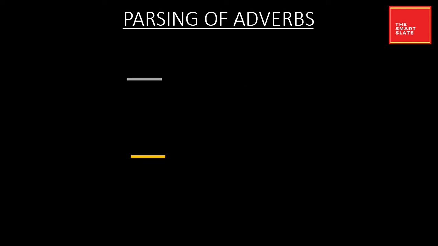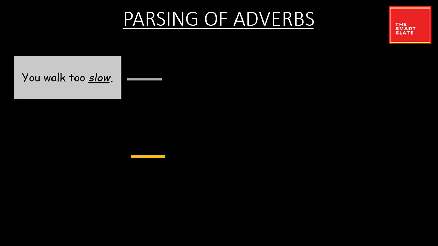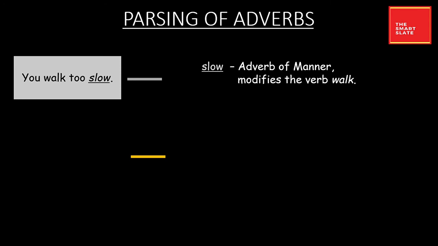Now parsing of adverbs. You walk too slow. So you all must know what adverbs are. So your slow is your adverb of manner. It's showing how you are walking, quickly, fastly, slow. So slow is an adverb of manner. It modifies the verb walk. So what act is done in which manner? So your act is walk. You are walking slowly, you are eating slowly, you are drinking quickly or fastly. So the verb here is walk.